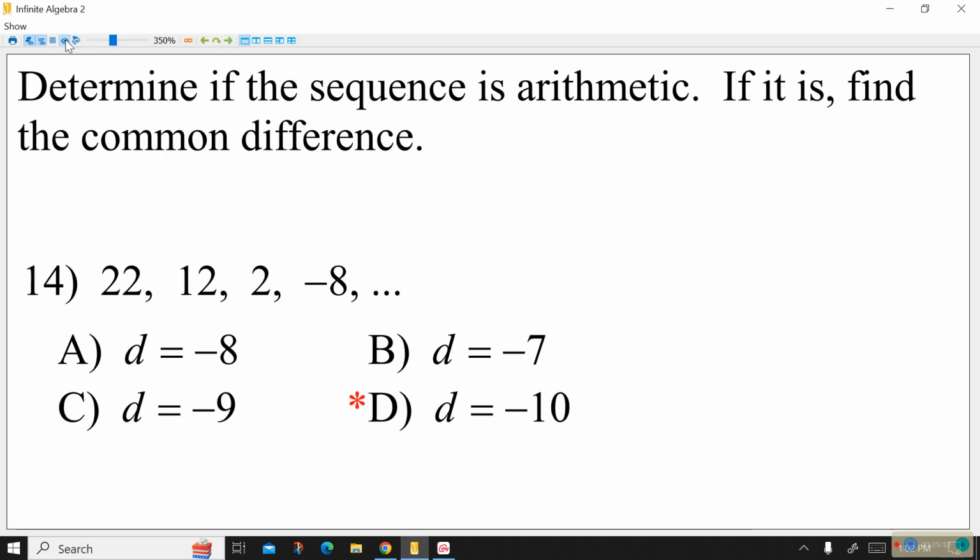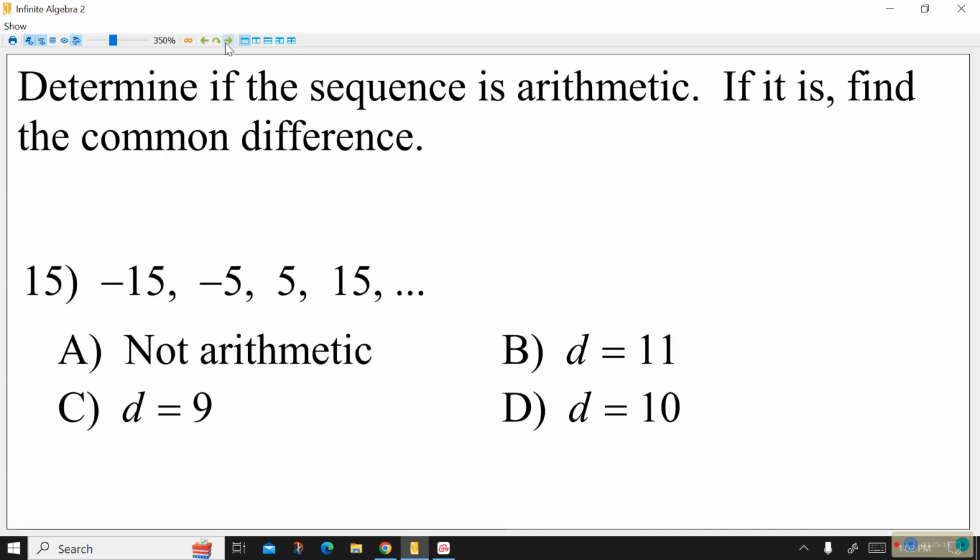Okay, you should be able to see that in this case, we're decreasing by 10 every time. So now we get number 15. It would appear to be increasing by 10 every time, right? From -5 to +5, and then from 5 to 15. If the negative parts get you stuck, what you could do is start with one of the positive ones and then test it, right? 5 plus 10 is 15.